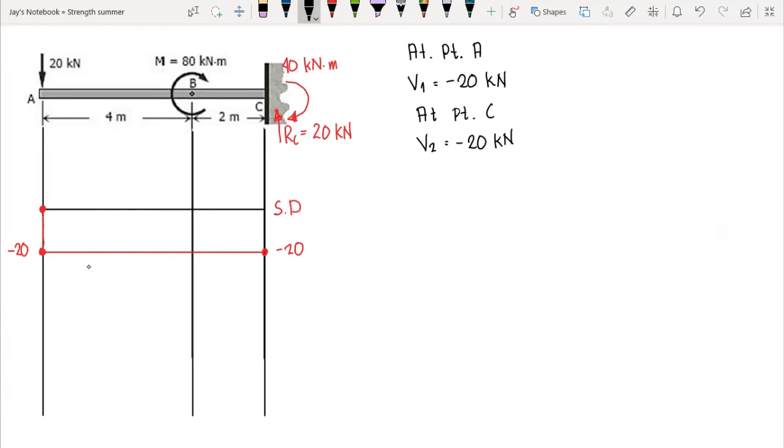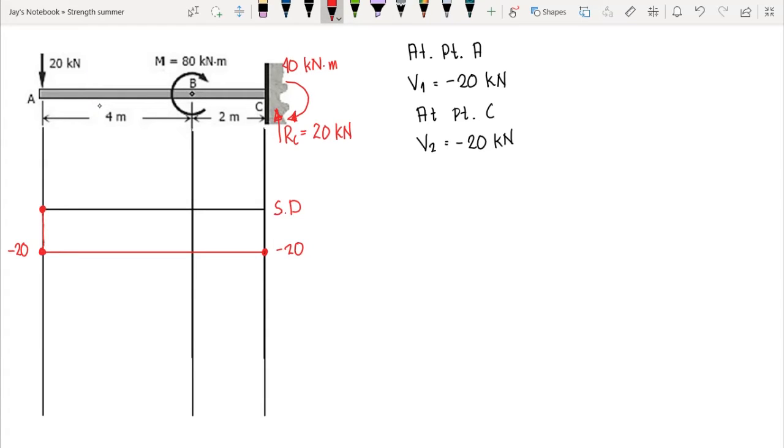Now, why is it negative 20? Take note, if you cut our section at this point, or at any point between A to C, we would expose an internal shear in upward direction, since that is in equilibrium with the 20 kilonewton. If we sum up forces vertically, our shear here is upward. Let's say that's our V1. Since our shear is acting upward at the right face of our beam, that is negative. But if we have internal shear acting downward at the right face, then that is positive. So that's why we have negative internal shear from A to C.